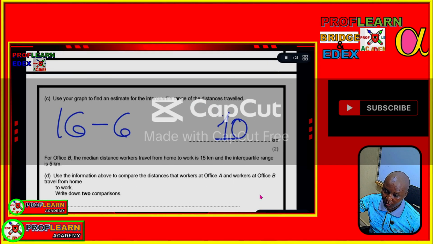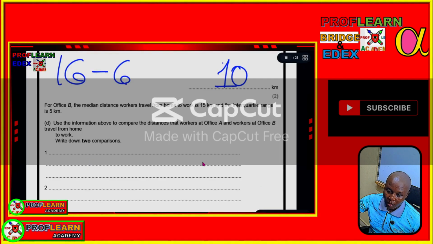Yeah, so let me just try to zoom. For office B, the median distance travelled from home to work is 15 kilometers. The other one, the median we got was 12. So the median here is more, and the interquartile range is 15. Use the information above to compare the distances that the workers of office A and B travel from home.